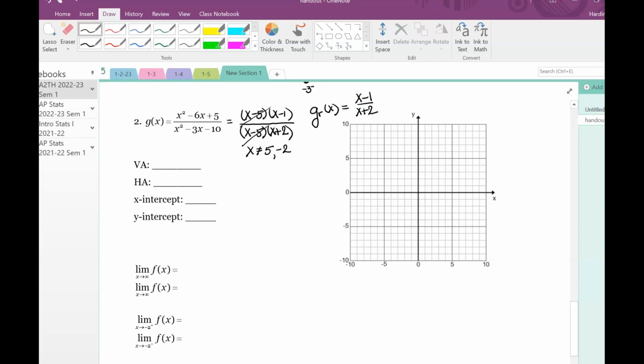All right, so let's figure out if these discontinuities are asymptotes or holes in the graph. So if I plug 5 into this, it is not a problem anymore. Oops, I have a spot here for my removable discontinuity. So when I put 5 in there, I actually get 4 over 7. So that means there is a hole in the graph at 5, 4 over 7. When I plug -2 into the reduced function, it still is a problem. So this is a vertical asymptote at x equals -2.